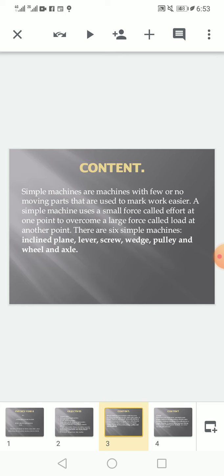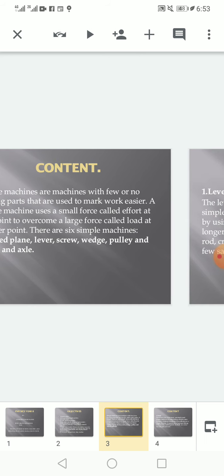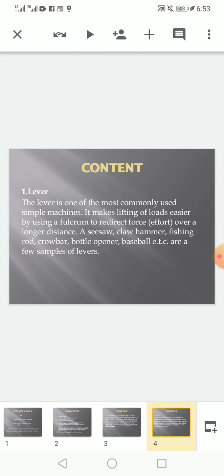And there are basically six classes of simple machines, and they are the inclined plane, the lever, the screw, wedge, pulley, wheel, and axle. These are the classes of a simple machine. So let's go to the description of each of them.